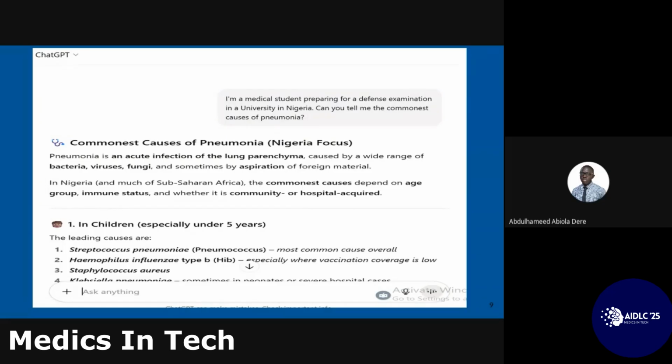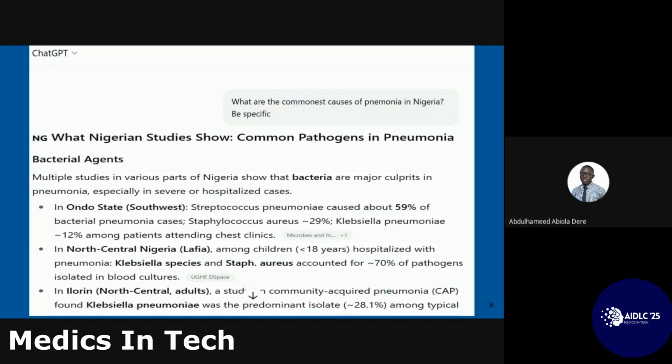Second, I'm giving it the context that I want to defend my examination, so it knows what the key points to give me are. And third, it knows that I'm in a university in Nigeria, right? I asked it, what are the commonest causes of pneumonia? If you realize, it's the same question I've been asking since. Here, I asked what are the commonest causes of pneumonia. It's told me that in Ondo State, it is strep pneumonia.